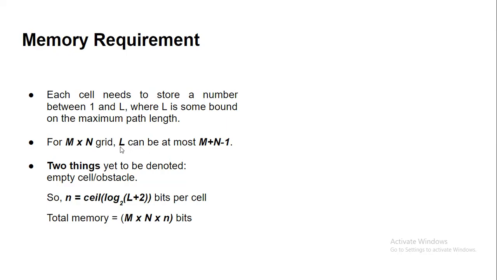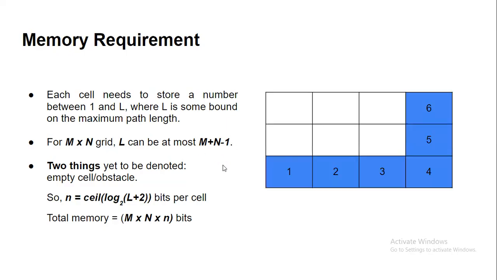So there is a definition for a critical path. The length of that path is m plus n minus 1. What does that mean? Say for a 3 by 4 size grid, 3 by 4 means 3 rows and 4 columns. The critical path can be from this corner to this corner. So see, you need 1, 2, 3, 4, 5, 6 grids, or L is equal to 6.